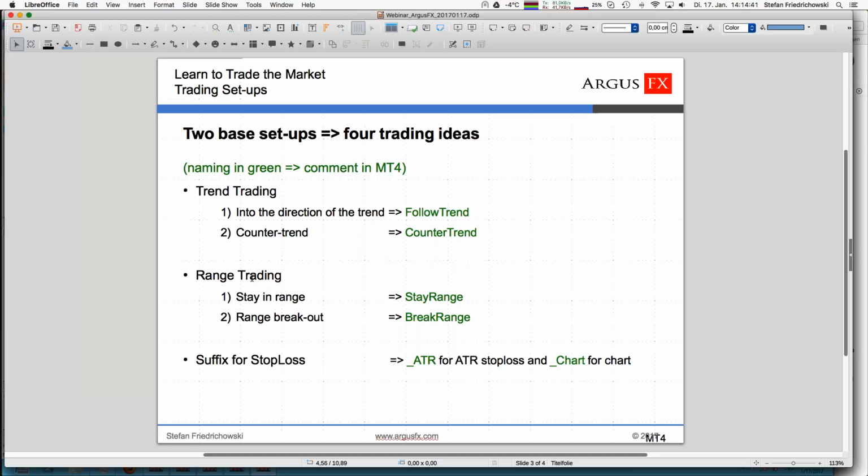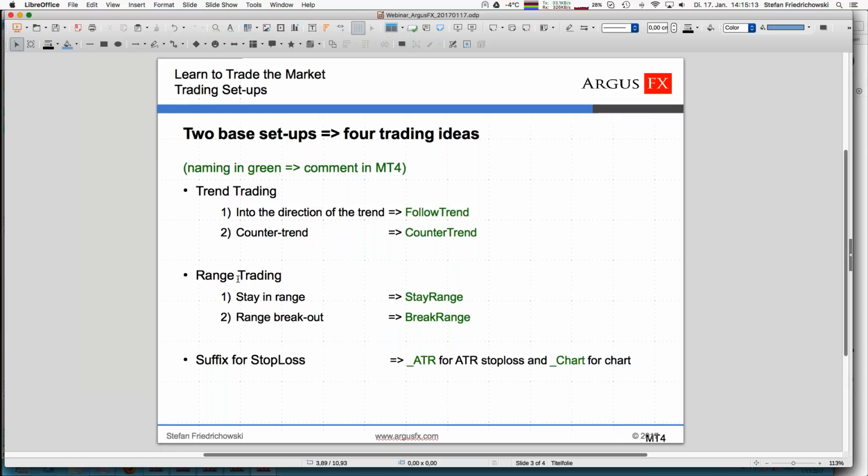And then we have a totally different setup that is called range trading. Whenever we realize that an underlying more or less sticks to a specific range, those sideways movements can sometimes last very long, and then we identify that kind of range. And if so, then we have two possible trading ideas.